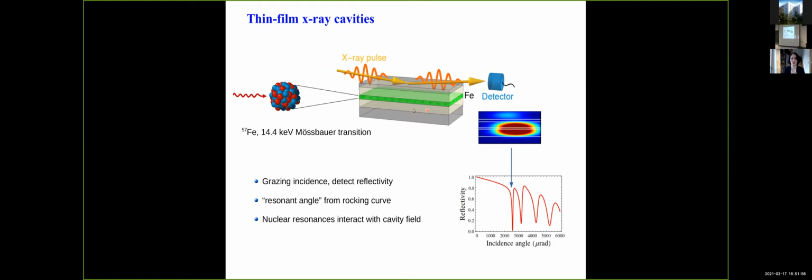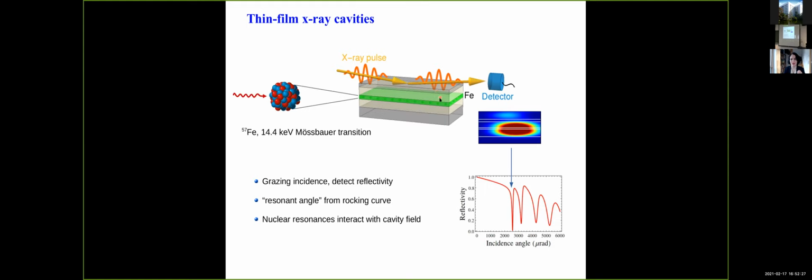Now, let's put all our nuclei over here and we want to excite them. We want to excite them with this cavity field, which appears when the X-ray pulse comes in at grazing incidence. So it really comes at very, very small angles. If you look at this plot, we are talking about milliradians. And we generate here a standing wave. This is what you see over here. You see the intensity of the field in the blue plot, and the white lines show you where the layers are.